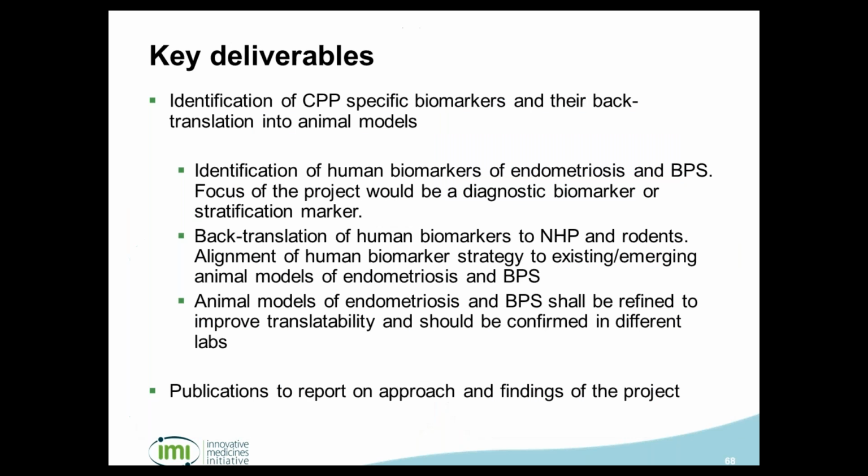And next, we have summarized the key deliverables. There are clearly two main deliverables. First, the identification of chronic pelvic pain specific biomarkers and their back translation into the animal models. This would mean in detail the identification of human biomarkers for endometriosis and BPS. The focus of the project would be a diagnostic biomarker or stratification marker. The next level is the back translation of human biomarkers to NHP and rodents, alignment of human biomarker strategy to existing and emerging animal models of endometriosis and BPS.